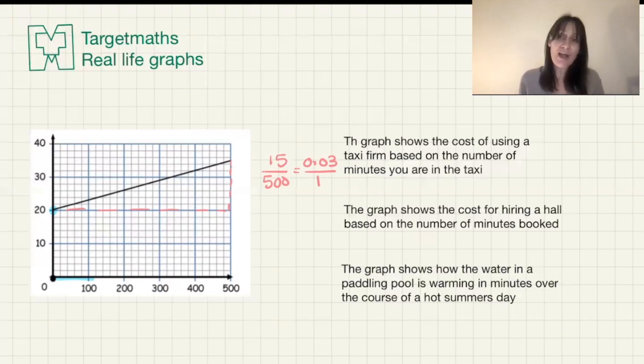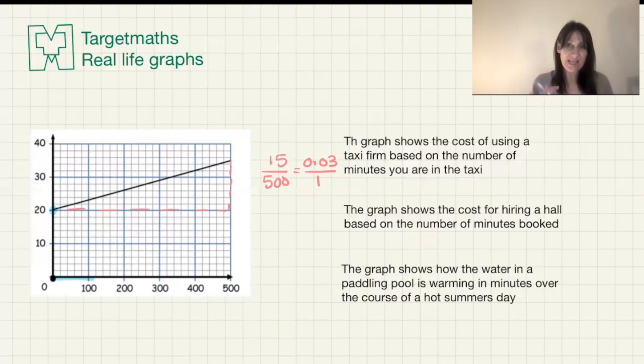The cost of hiring the hall is virtually the same because it's obviously the same gradient. It means that there is a flat rate of £20, and then I'm going to be charged 3p for every minute I stay in the hall.